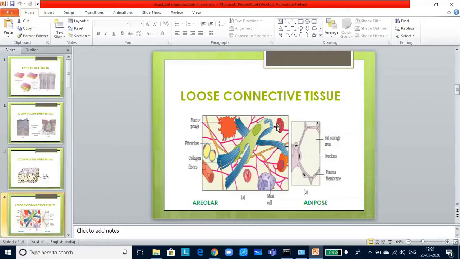Now, if you look at bone, it has a hard and non-pliable ground substance. It is rich in calcium salts and collagen fibers that give bone its strength. It is the main tissue providing the support and structural framework to the body. Bones support and protect the softer tissues and organs. Bone cells, also called osteocytes, are present in spaces called lacunae. Bone marrow in the bones is the site of production of blood cells.